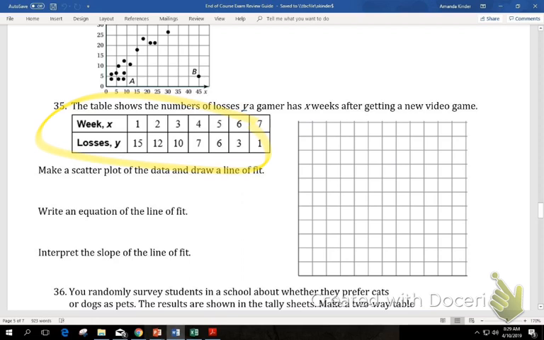So for my X values, would I put 10, 20, 30, 40, 50? No, because that doesn't outline what my actual X values are. 1, 2, 3, 4, 5, 6, 7.